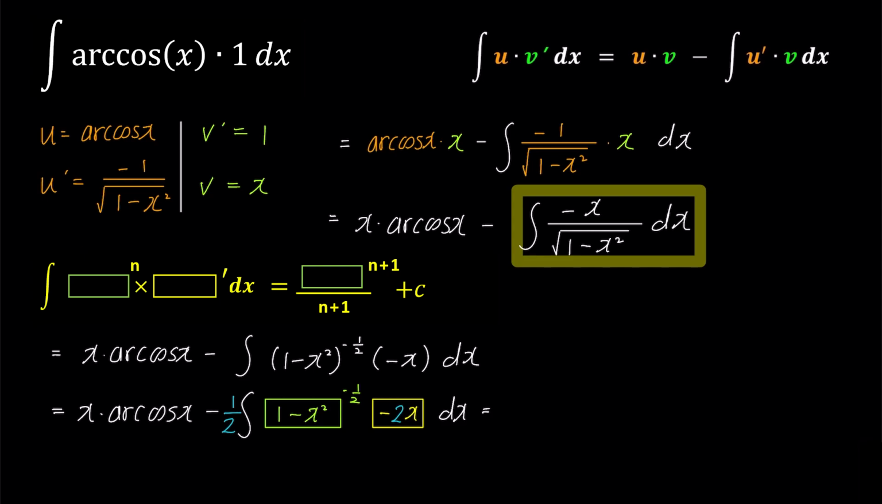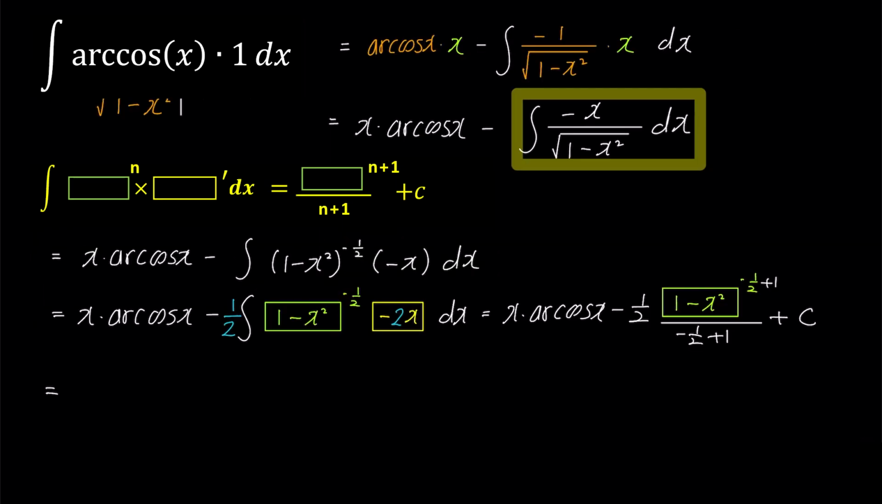Now let's integrate. The first term simplifies to x times arccosine x. In the green box on the right, we copy the term 1 minus x squared from the green box on the left. Then we add 1 to the exponent in the green box and copy the same value to the denominator. And don't forget to add the constant of integration at the end of the integration.